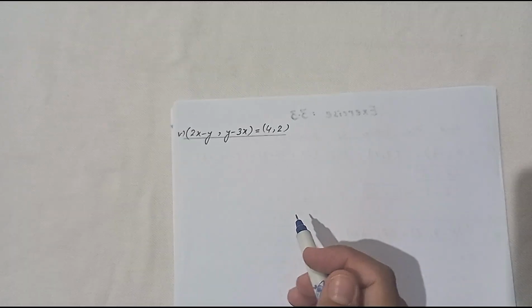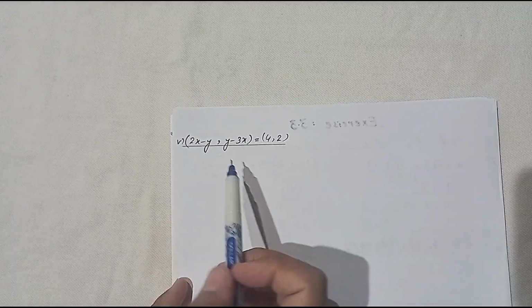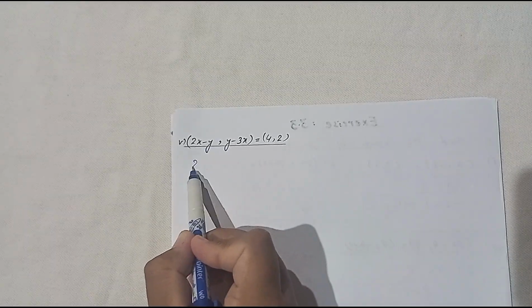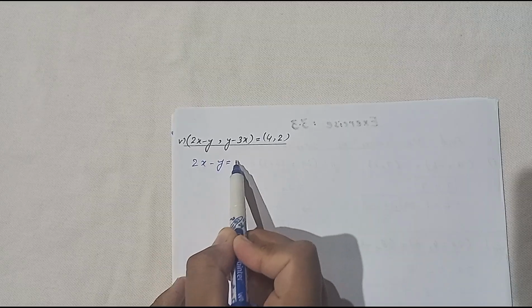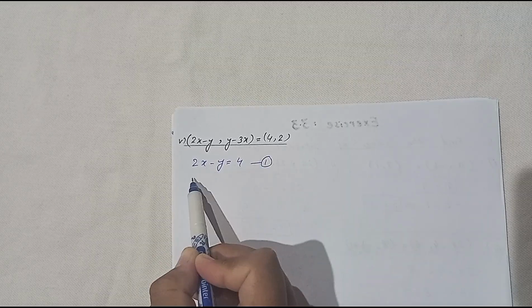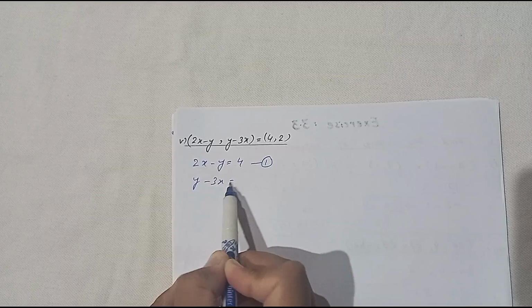In the fifth part, the two equations come from comparing the first element with the first. It becomes 2x minus y equals 4. And the second becomes y minus 3x equals 2.